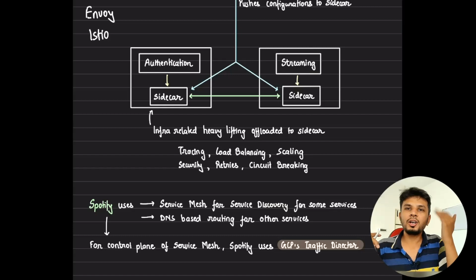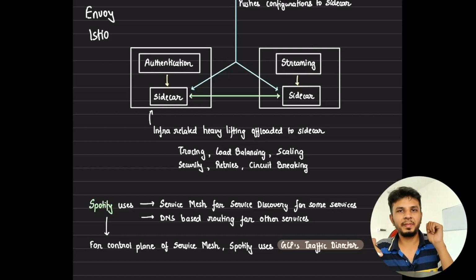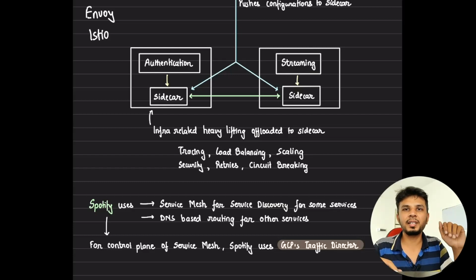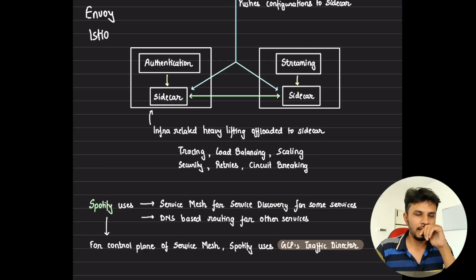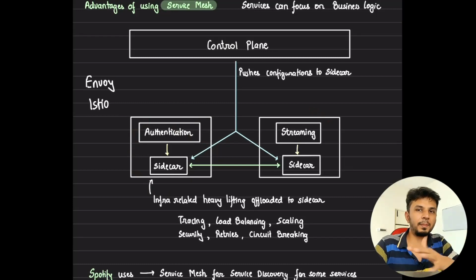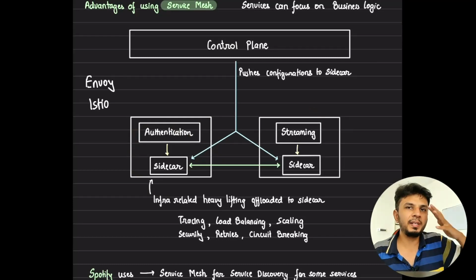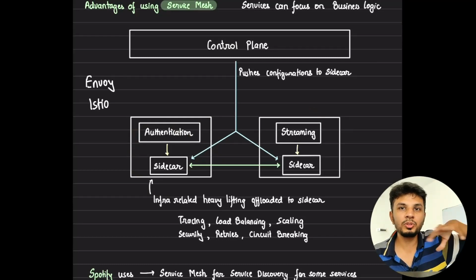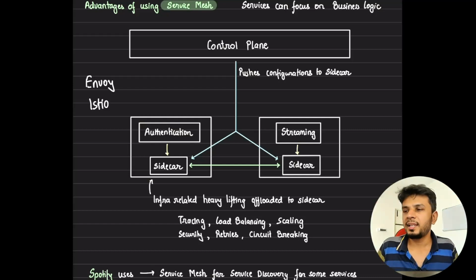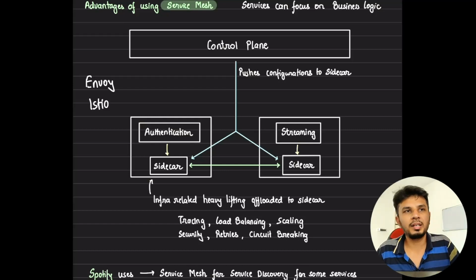Okay, so now coming to Spotify. Now we know what a service mesh is, and we have a basic understanding of what DNS based routing is, where every service has a specific URL. So what does Spotify use? Spotify uses a service mesh for service discovery for some services, while they use DNS based routing for other services. Authentication and streaming might be services using a service mesh, while there could be some legacy services, let's say payments.